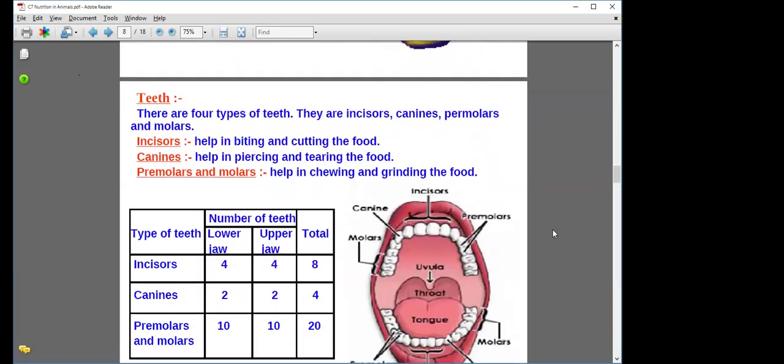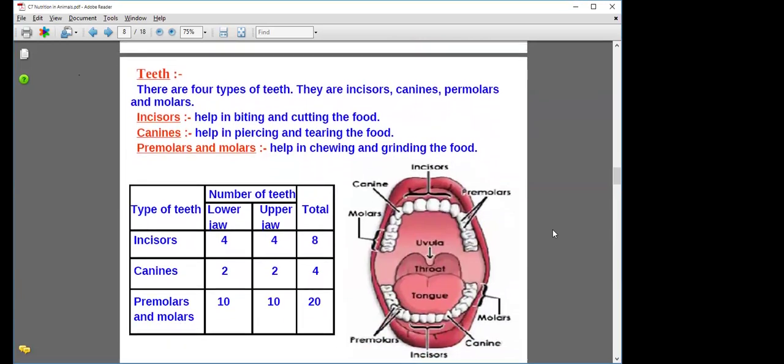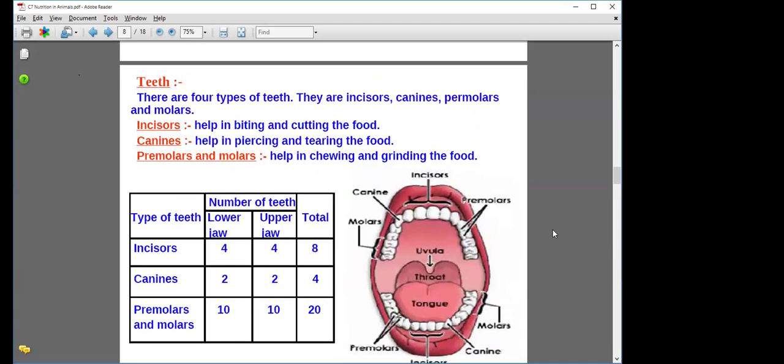So let's think about teeth. Okay, let's do one thing, because if I start the topic now, it will take time. We have the functions of different types of teeth also, right? So revise this much part which we have covered for tomorrow's test.